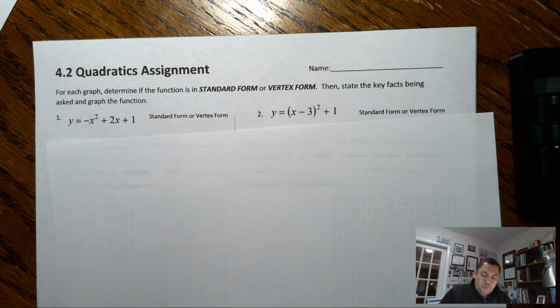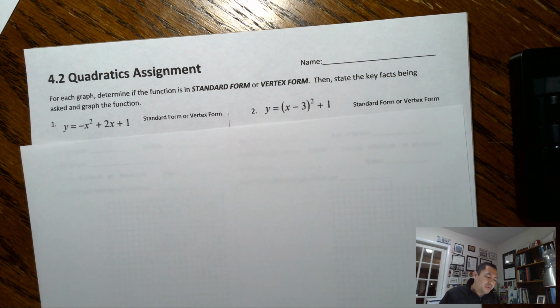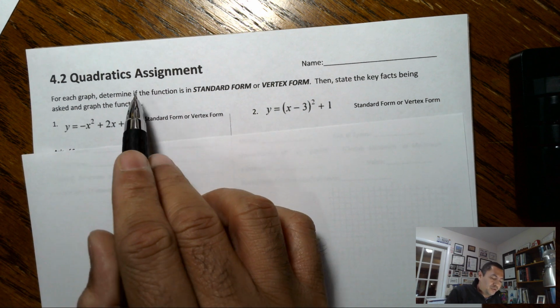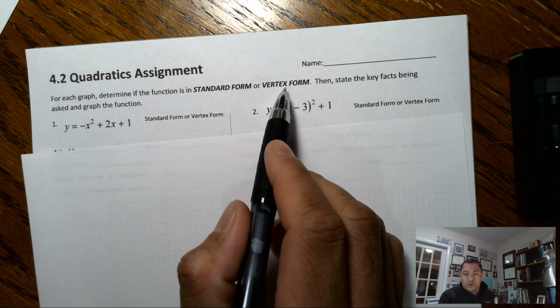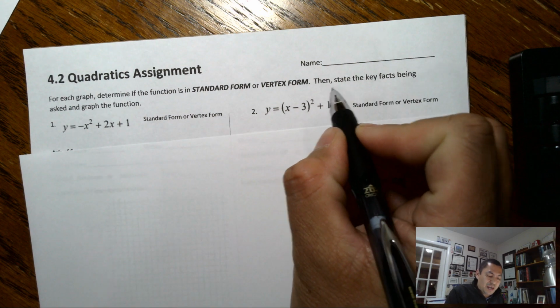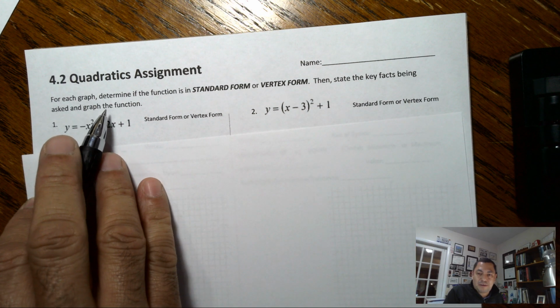We're going to solve assignment 4.2. In this case, it is a quadratic assignment. We're going to start with problem number 1. So remember that to graph, we need to determine if the function is in standard form or vertex form. Then you're going to state the key facts being asked and graph the function.